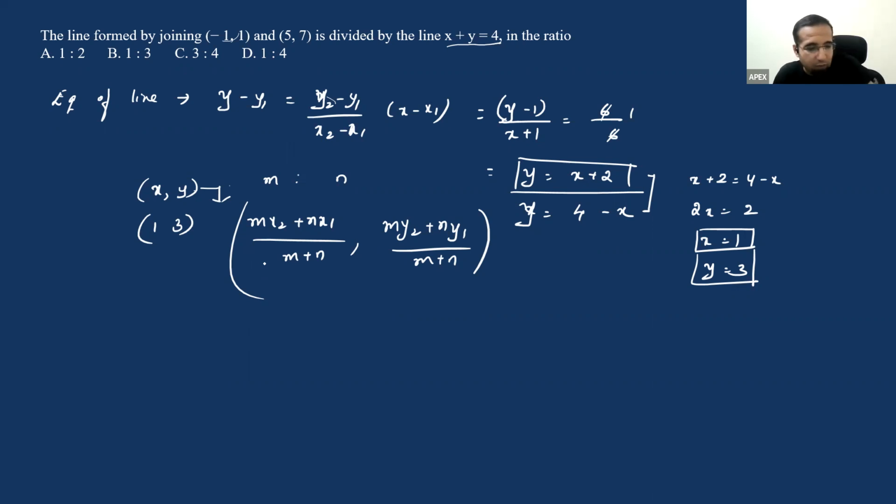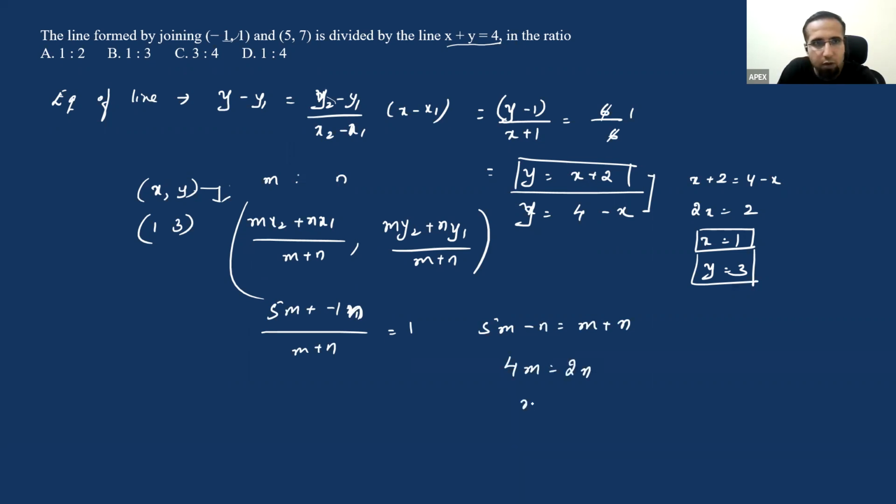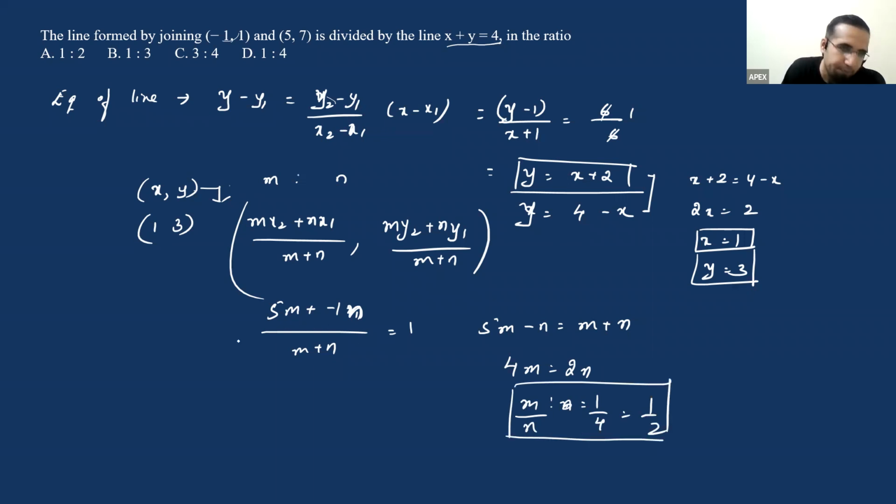So mx2 plus nx1, which will give us what? mx2 will give me 5m, nx1 will give me minus 1 into n, divided by m plus n is equal to 1. Eventually we have 5m minus n is equal to m plus n, or we have 4m is equal to 2n, or we get m by n is equal to 2 by 4, which is equal to 1 by 2, and therefore 1 by 2 becomes your answer.